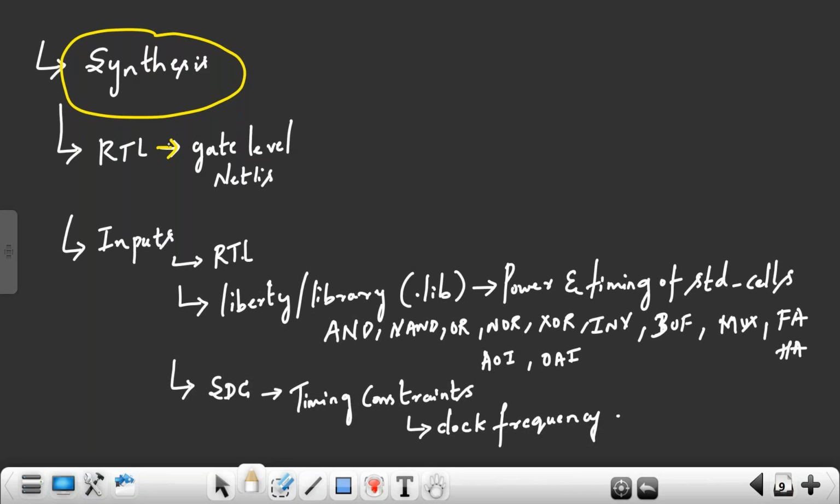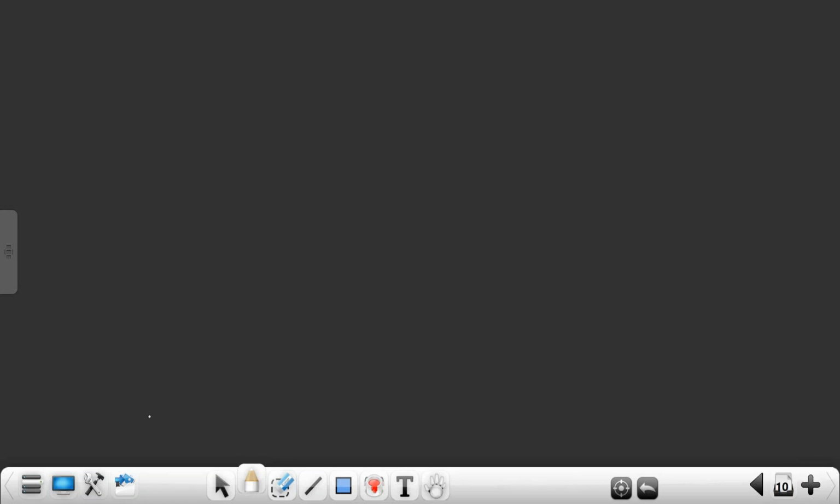Now your RTL will convert into a gate level netlist. So what do you mean by gate level netlist? What do you call a gate level netlist? See, gate level. So what is the output of synthesis then? The output of synthesis is the gate level netlist.